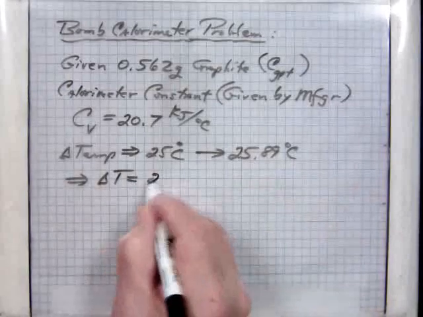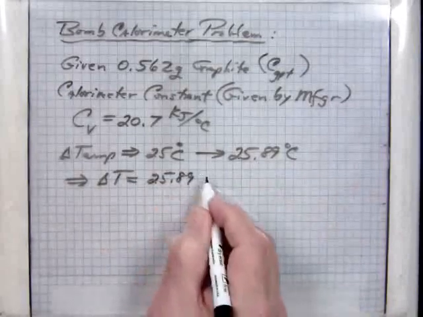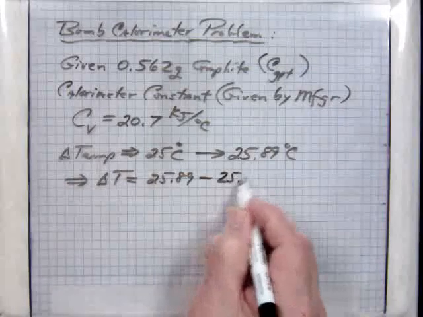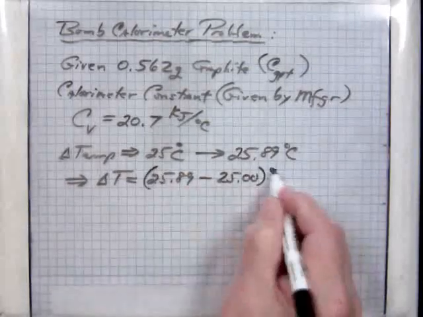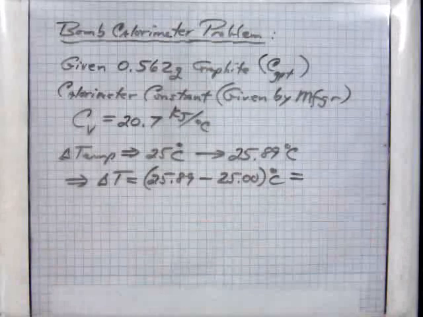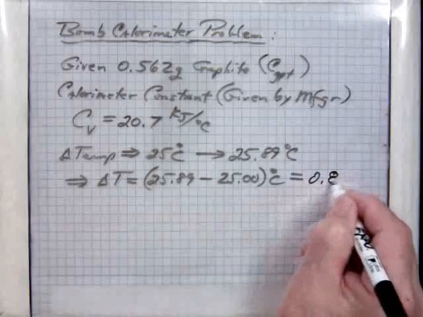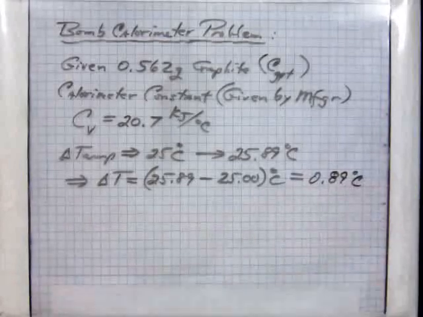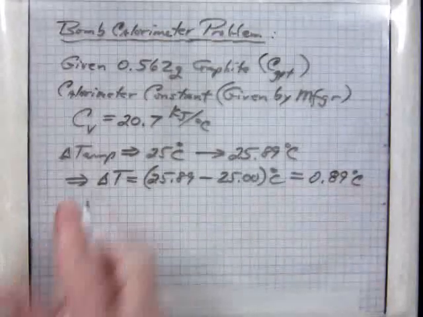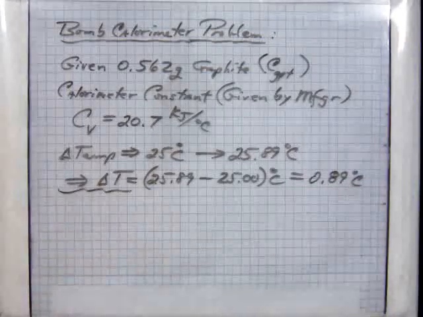equal 25.89 minus 25.00 degrees C. 0.89 degrees C change in this. Well, I gave you the calorimeter equation. Yeah, you got to memorize it.